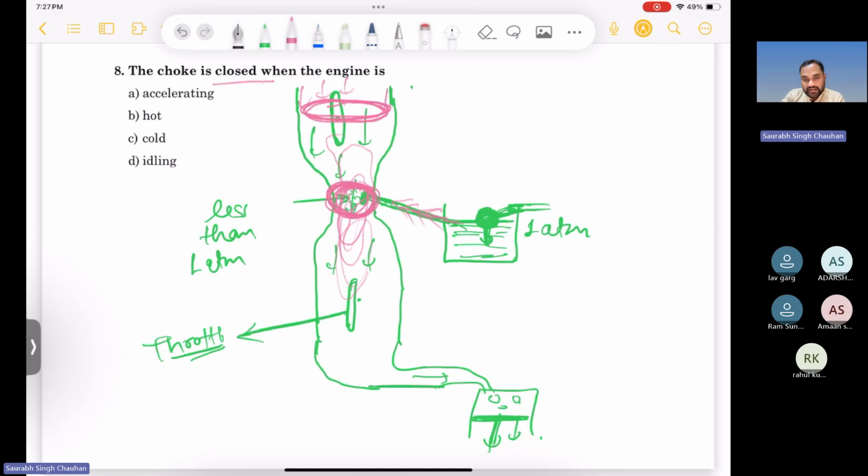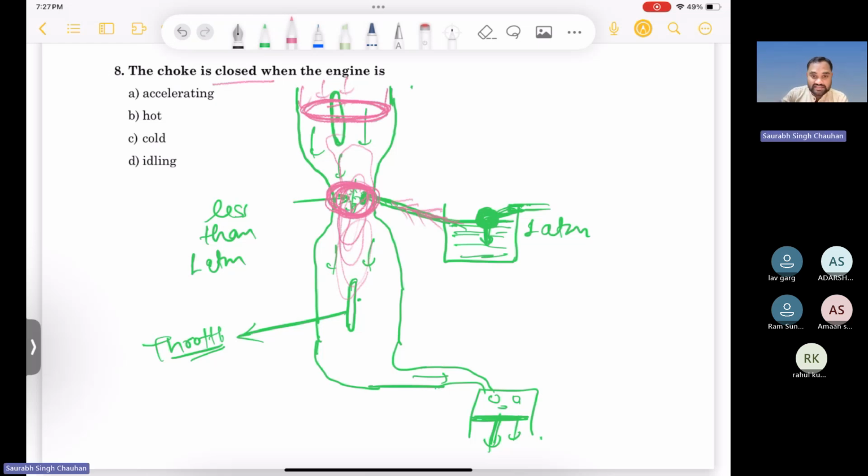So the choke valve is basically preparing a rich mixture. It is putting more fuel in the mixture, and you are getting a rich mixture so that you can start your bike or your engine easily. So this is what is done by a choke valve. And the throttle valve controls the amount of mixture.